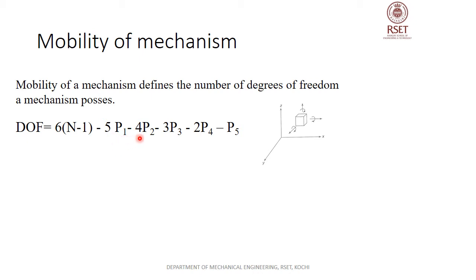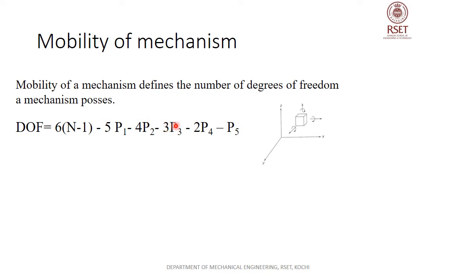Similarly, if there is a kinematic pair with 2 degrees of freedom, then the other 4 motions are arrested. That is why it is 4 into P2. Similarly, P3 is the number of kinematic pairs with 3 degrees of freedom. If there is a kinematic pair with 3 degrees of freedom, the other 3 motions are arrested. So if two kinematic pairs have 3 degrees of freedom, then 3 into 2, that is 6 constraints, will be there.